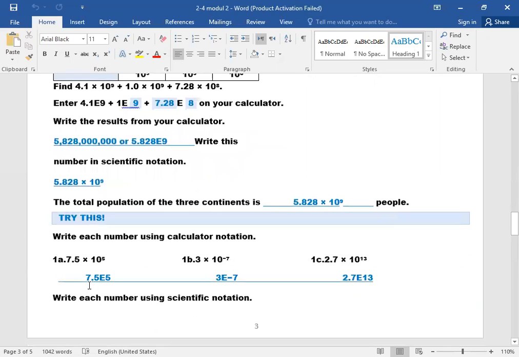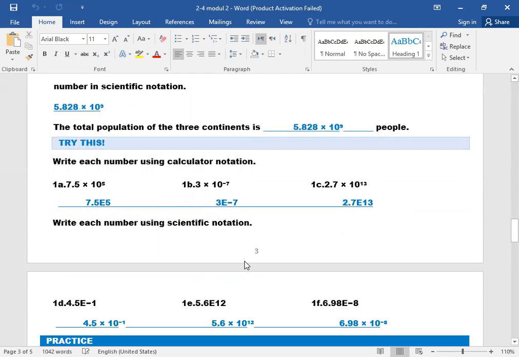So we have an exercise now. Write each number using calculator notation. In this one, 7.5 times 10 to the power of 5: 7.5, instead of 10, we are going to write E and then write the exponent, which is 5. The same, 3E negative 7. The same, 2.7 E13.